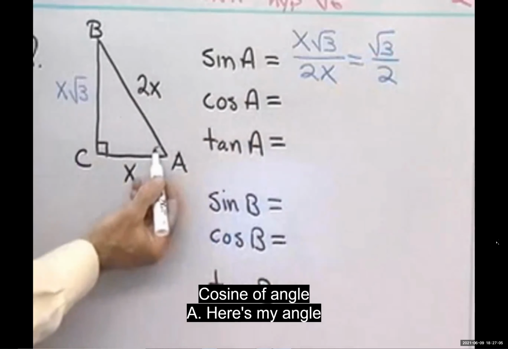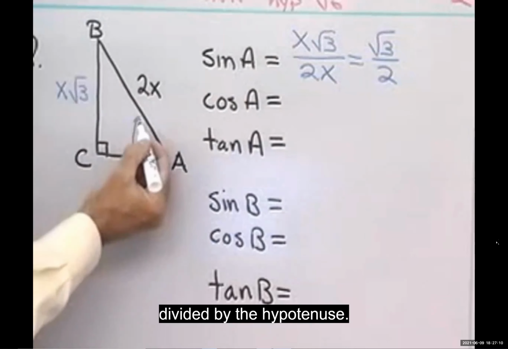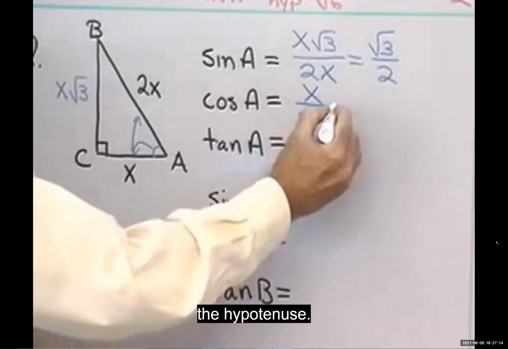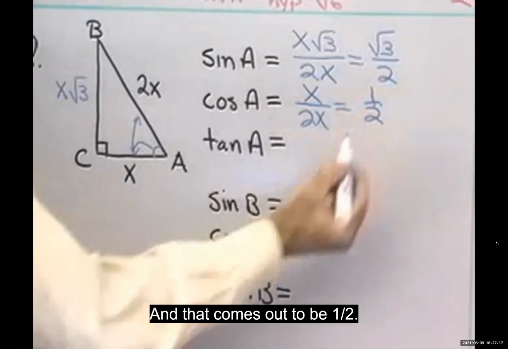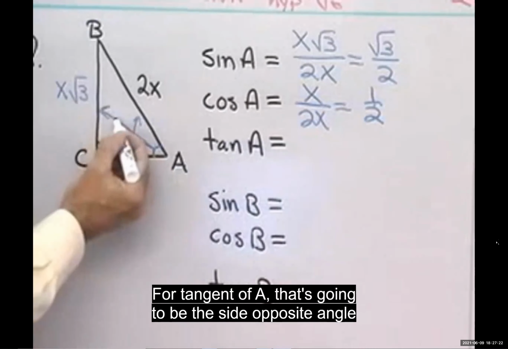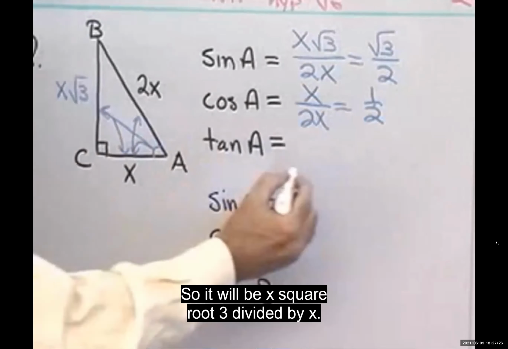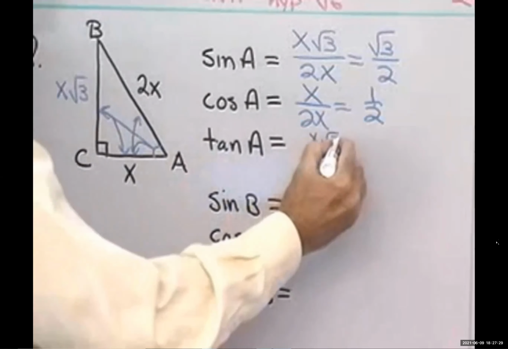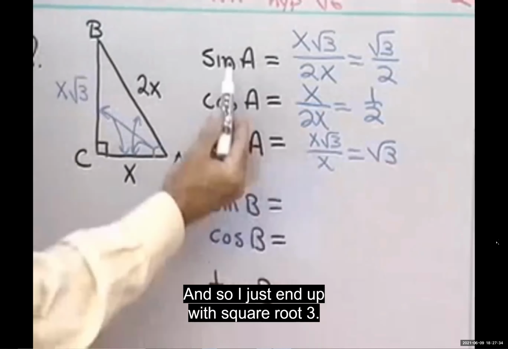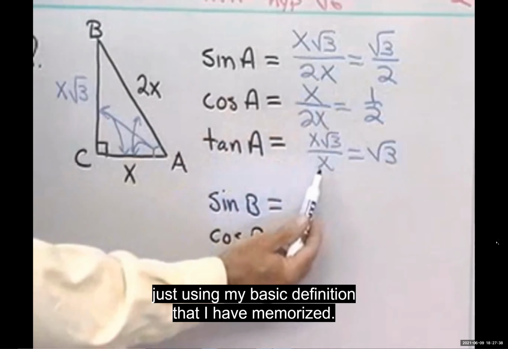Cosine of angle A, here's my angle A. Cosine will be the side adjacent to angle A divided by the hypotenuse. So I'll have x, that's the adjacent side, divided by 2x, the hypotenuse, and that comes out to be 1/2. For tangent of A, that's going to be the side opposite angle A divided by the side adjacent to angle A. So it will be x square root 3 divided by x. And so I just end up with square root 3. So sine, cosine, and tangent of angle A, just using my basic definition that I have memorized.